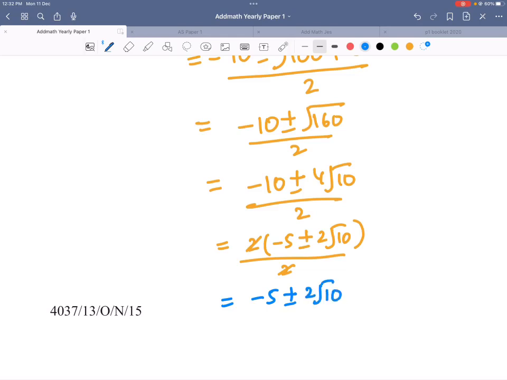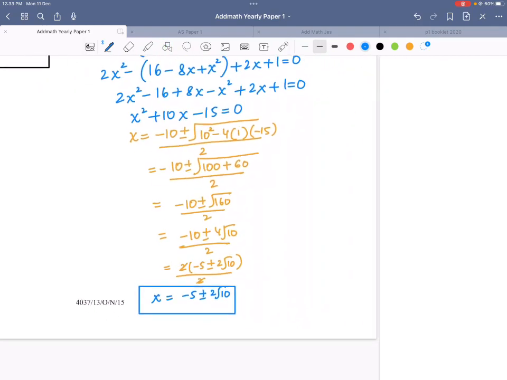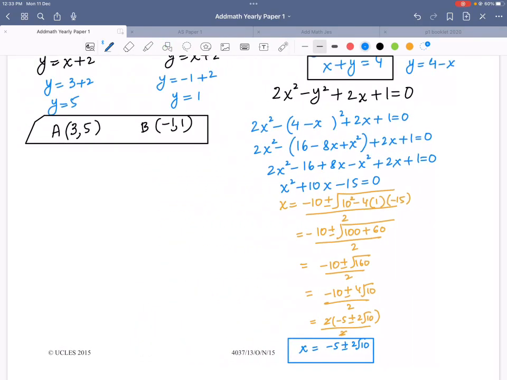Alright, that is the first coordinate value we have, the value for x. Now we need to find the value for y here. And for y, I'm going to use the equation we made the subject, y equals 4 minus x. Again, I'm using it.